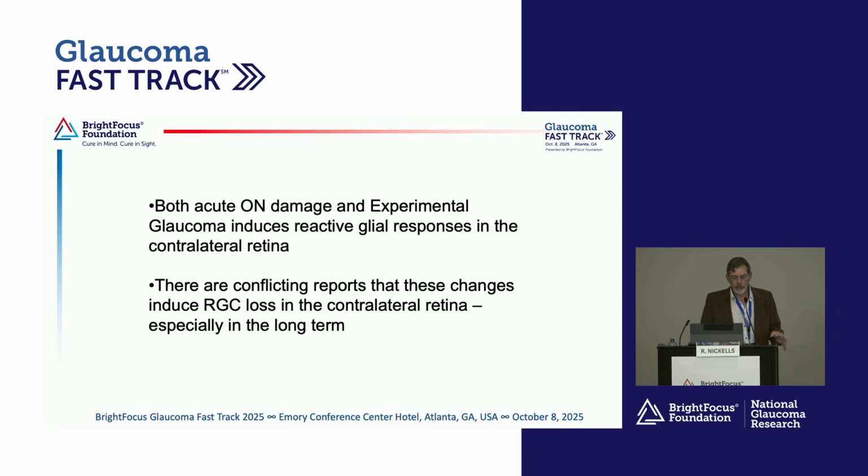So I'm not going to talk about it too much here, but a couple of bullet points is that we know now that both acute damage and experimental glaucoma induce reactive glial responses in the contralateral retina. And there are conflicting reports that the glial responses actually affect ganglion cell numbers. So some reports, especially long-term, suggest that there's about a 15% dropout of cells in the contralateral retina. That's been refuted by a more recent paper. So it's kind of up in the air. I think the best control you can use is a naive retina in these experiments.